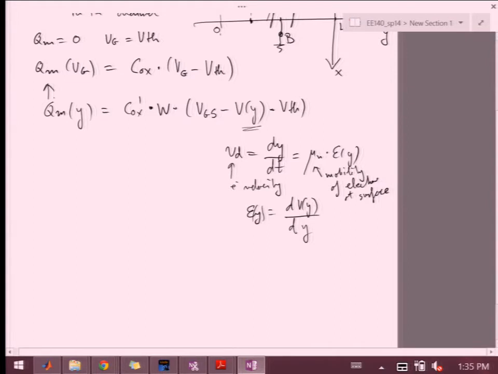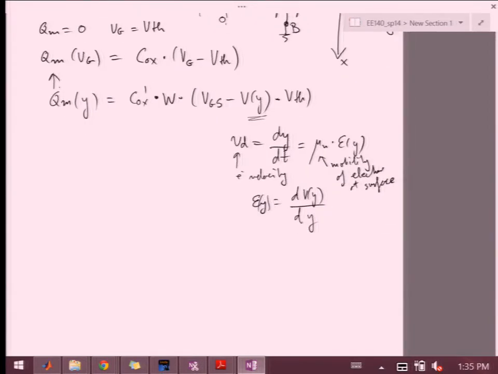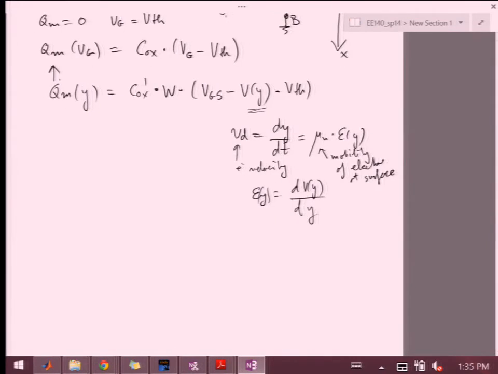Now, one thing to note here is that we're assuming that this mobility is kind of constant. It will actually depend on the voltages we apply. But this is called velocity saturation, and we're not going to talk about that today too much. But right now, we're assuming that this mobility is a constant. So now that we have this, let's take a look at how to derive the current.